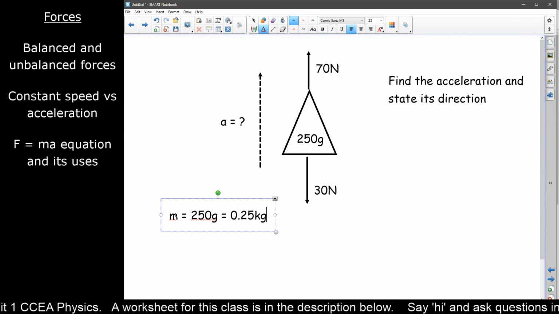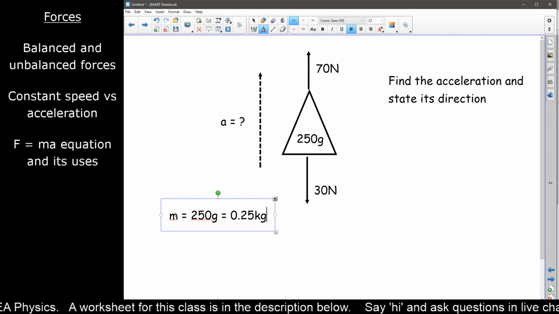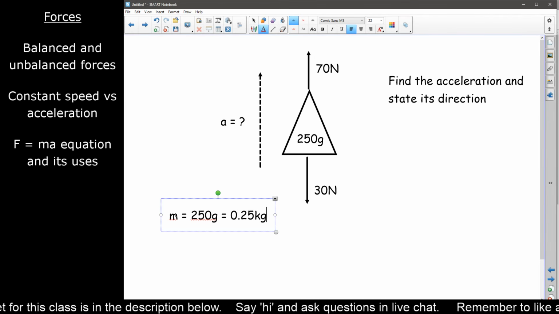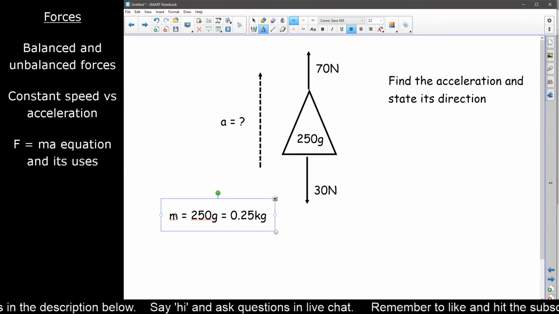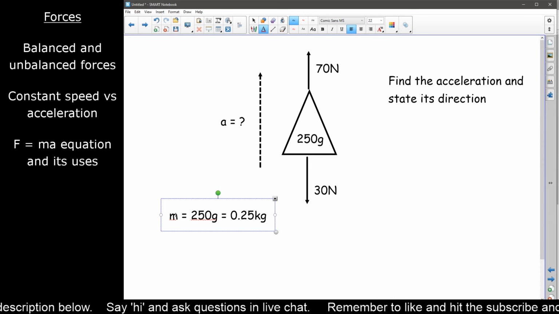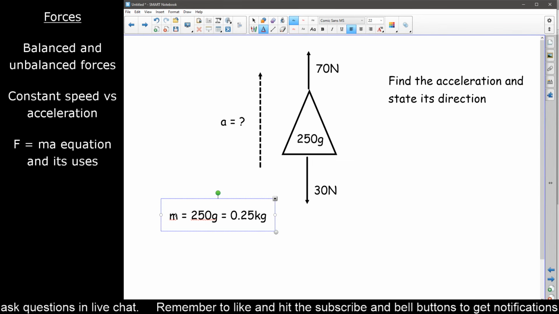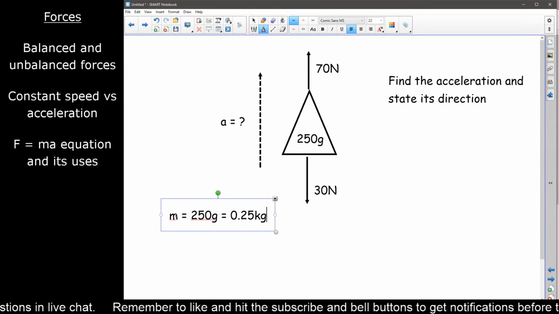If you don't know whether to divide by 1,000 or multiply by 1,000, do both and have a look at it. Is 250 grams equal to 0.25 kilograms, or is 250 grams equal to 250,000 kilograms? When you look at that, you go, right, 250 grams is less than a kilogram because there's 1,000 grams in a kilogram, so it seems likely that 0.25 is the correct way forward. Sometimes people get confused in exams as to whether to multiply or divide. Do both, have a look at the answers you get and go, right, which one's most likely to be right here?